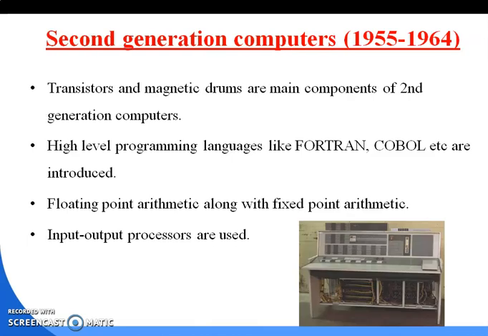In the second generation computer, in place of vacuum tubes, transistors and magnetic drums are the main components of second generation computers. Here high level programming languages like Fortran and COBOL were introduced.